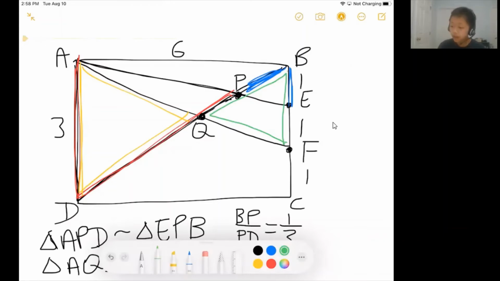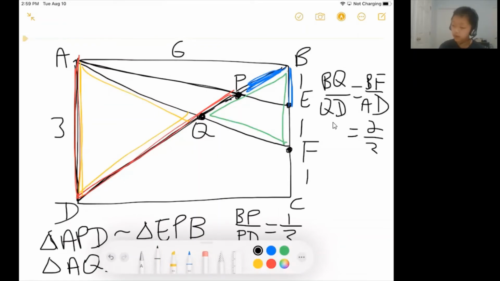So we know that BQ divided by QD is going to equal BF over AD by similar triangles, which is going to equal 2 over 3. Okay, so let's call BP X, let's call PQ Y, and let's call QD Z, just to give variable names to make it easy to refer to.